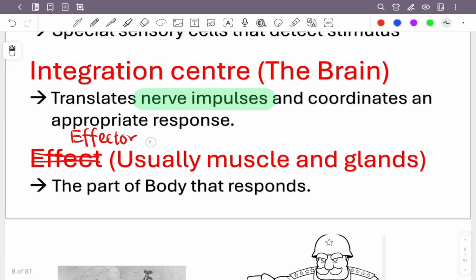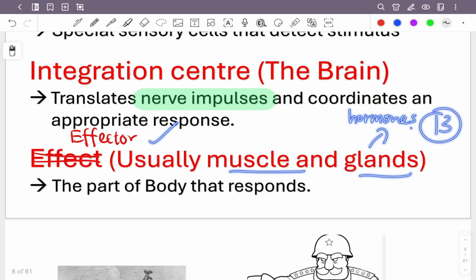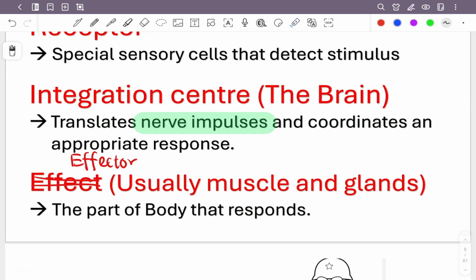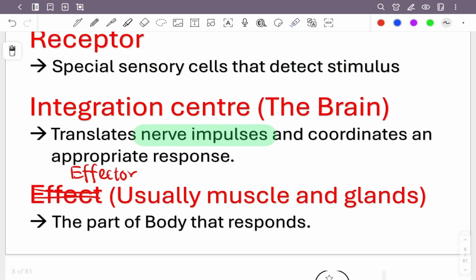Then you have the effector. Usually it's muscles and glands. Glands are the organs that secrete hormones. This one we are going to look at in chapter 13. Actually, in chapter 12 you are going to see it also. But how it actually helps your body we will look at in chapter 13. In chapter 12 you only study the glands and the function of the hormone. So the effector is the part of the body that responds.